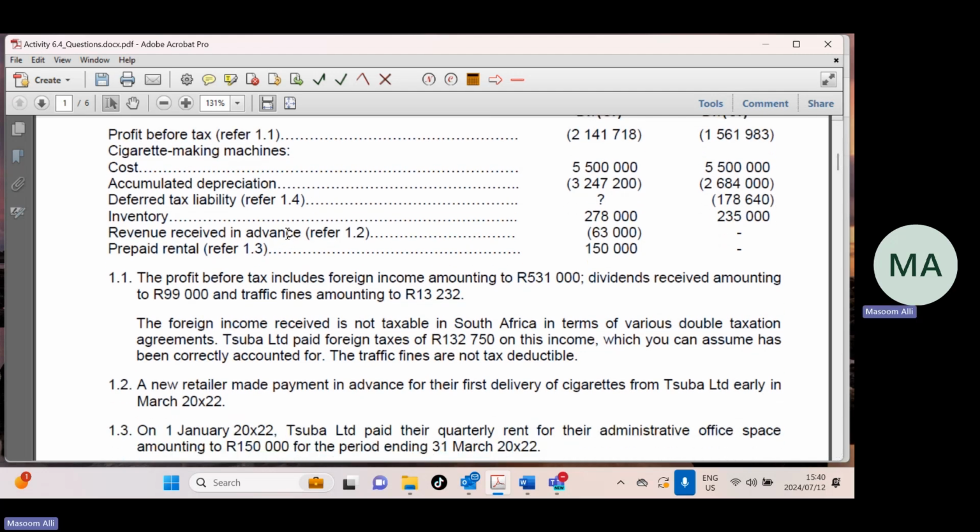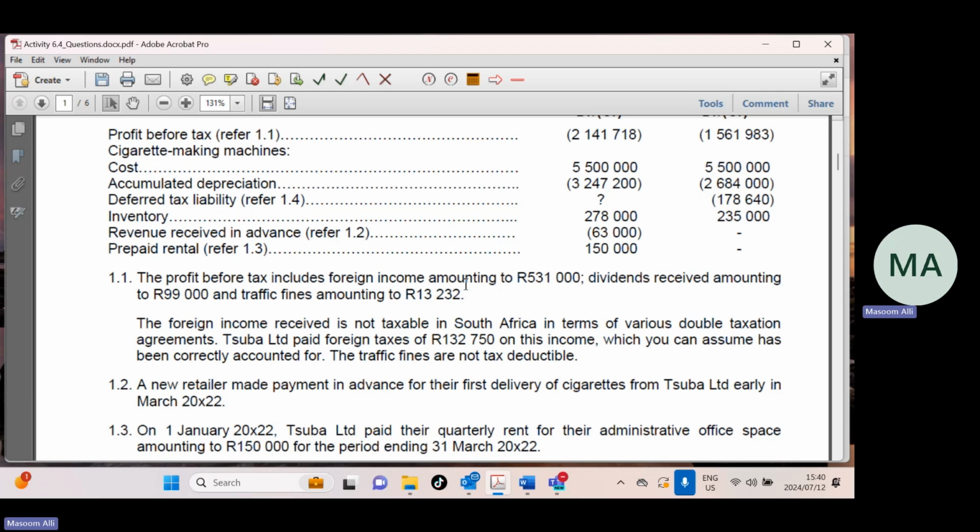So let's read the additional information under point 1.1. The profit before tax includes foreign income amounting to 531,000 Rand, dividends received amounting to 99,000 Rand, and traffic fines amounting to 13,232. Okay. Now when you read this, something needs to strike you, because these are adjustments to profit before tax, correct?